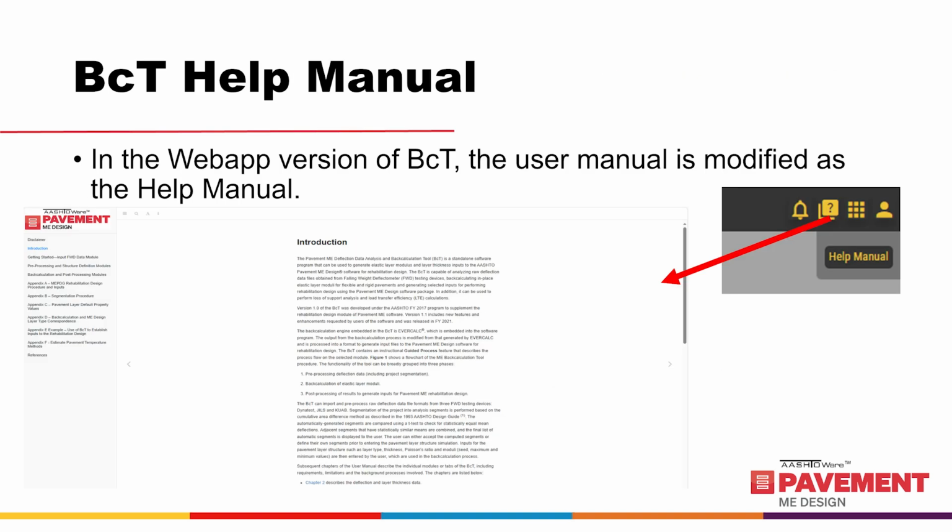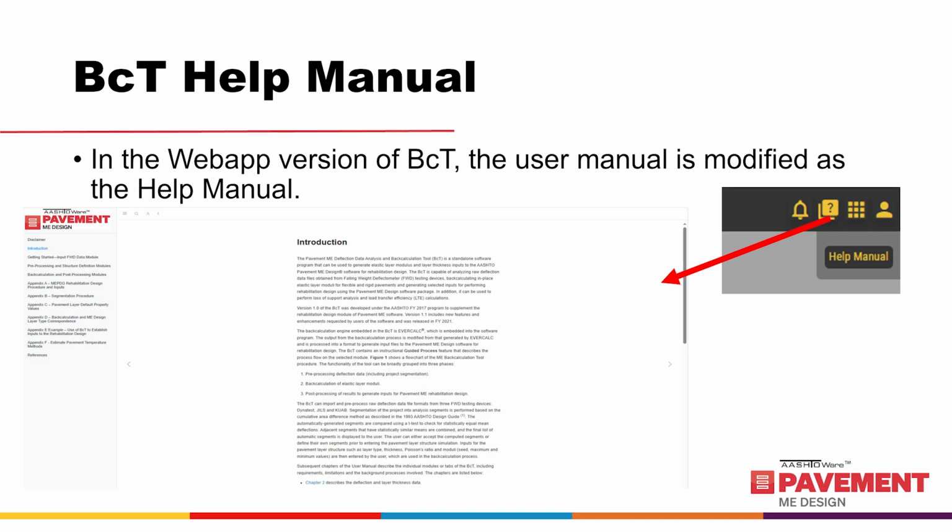In the web app version of the BcT, there is a help manual, which is actually the modified user manual. If the user clicks on the question mark icon at the top right corner of the BcT screen, the help manual will open in a separate tab. This help manual has 4 chapters and 6 appendices described in the last slide. This help manual is the one-stop solution for most of the issues that can be encountered during a back calculation using the BcT.